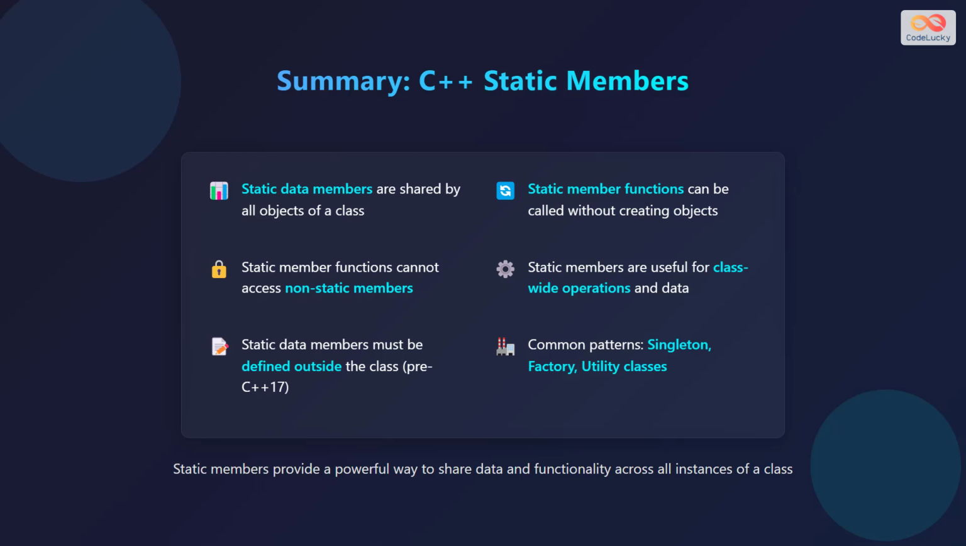Let's quickly summarize what we have learned about C++ static members. Static data members are shared by all objects of a class. Static member functions can be called without creating objects. Static member functions cannot access non-static members of the class. Static members are useful for class-wide operations and data. Static data members must be defined outside the class, before C++17. Common patterns where static members are used include Singleton, factory, and utility classes. Static members provide a powerful way to share data and functionality across all instances of a class.